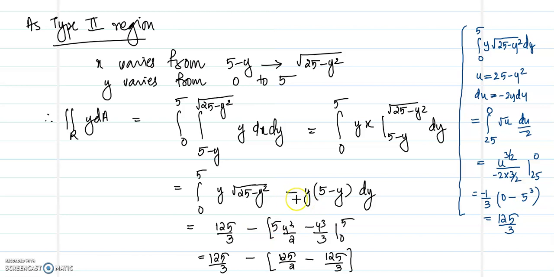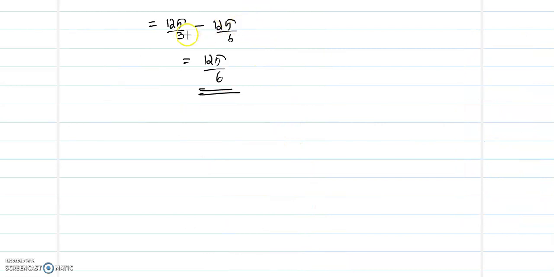And when you integrate the second term you will get minus 5 y square by 2 minus y cube by 3. Apply the limits from 0 to 5. So we'll get 125 by 3 minus of 125 by 2 minus 125 by 3. So this is 125 by 3 minus, and this difference will become 125 by 6. So we'll get the final answer to be 125 by 6. So that is the required integral.